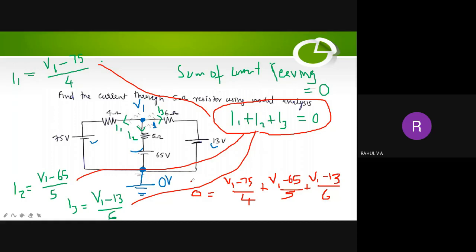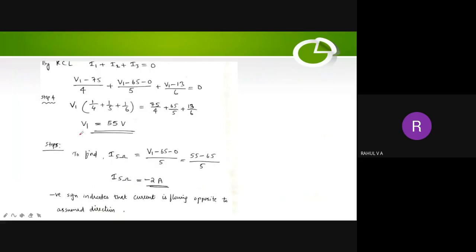So how to do next step? What is the next step? Anyone? V1 is 55. V1 is 55. Yes, correct answer. V1 is 55.